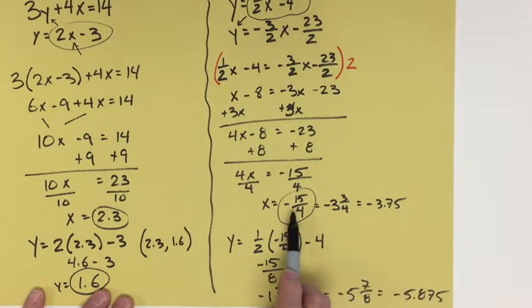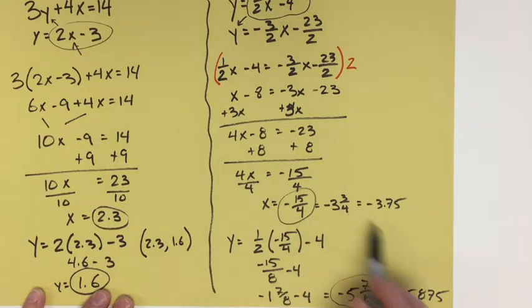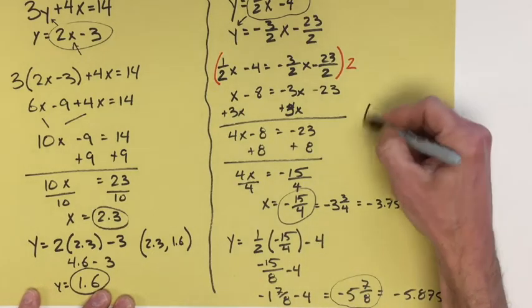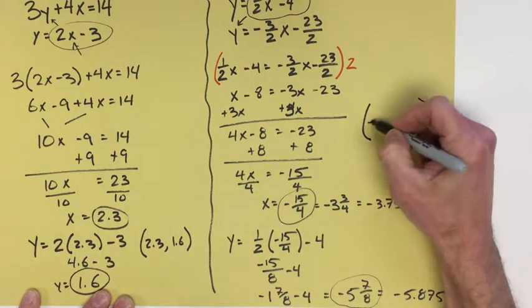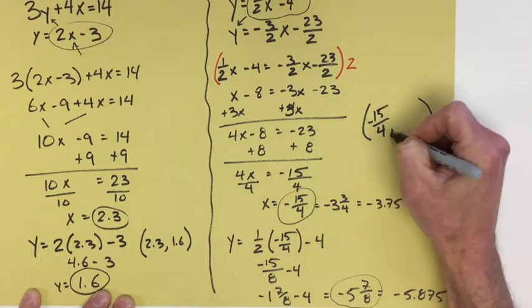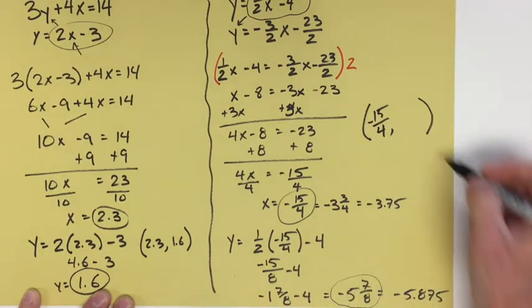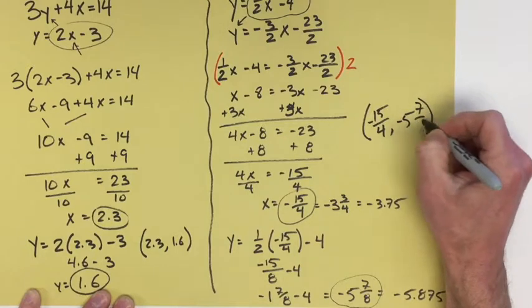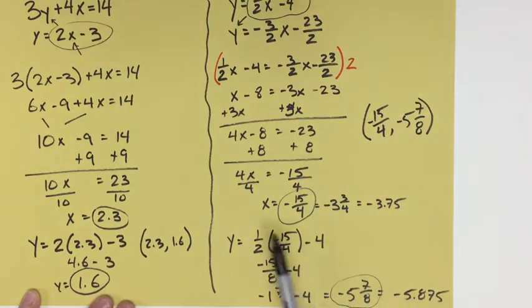So we have our x value of negative 15/4. We have our y value of this or any of a variety of combinations. I'm going to go ahead and write my answer as negative 15/4, and I'm going to keep the fractions alive, negative 5 7/8. What I saw in your papers is a number of you had the decimal, and that's okay too.